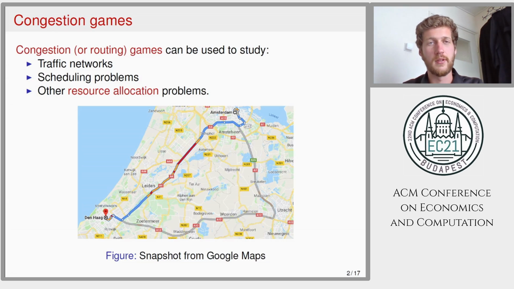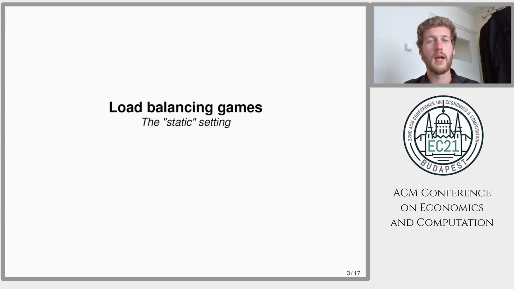So this talk is about congestion games, which is a very well-studied class of games, especially in the area of algorithmic game theory. Congestion games can be used, for example, to model traffic networks or scheduling problems, or more generally other types of resource allocation problems that contain a certain strategic component. Now, in this talk, I will be focusing on a special class of congestion games, so-called load balancing games, that I will explain next.